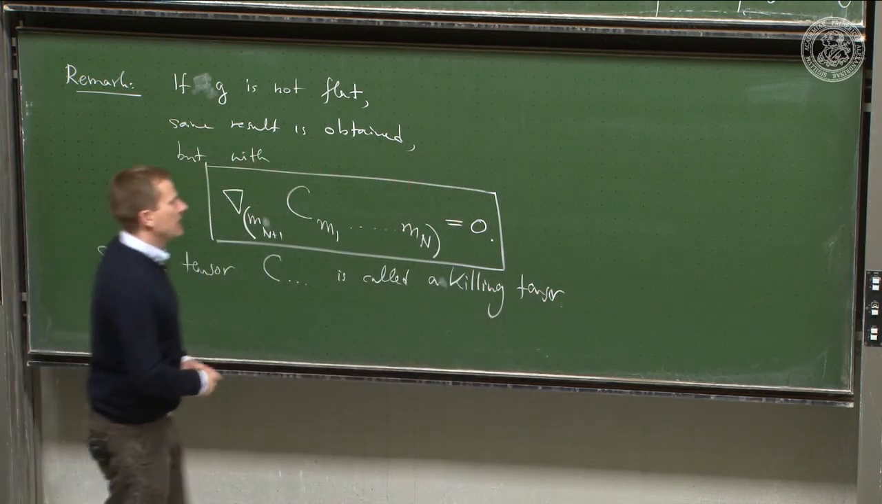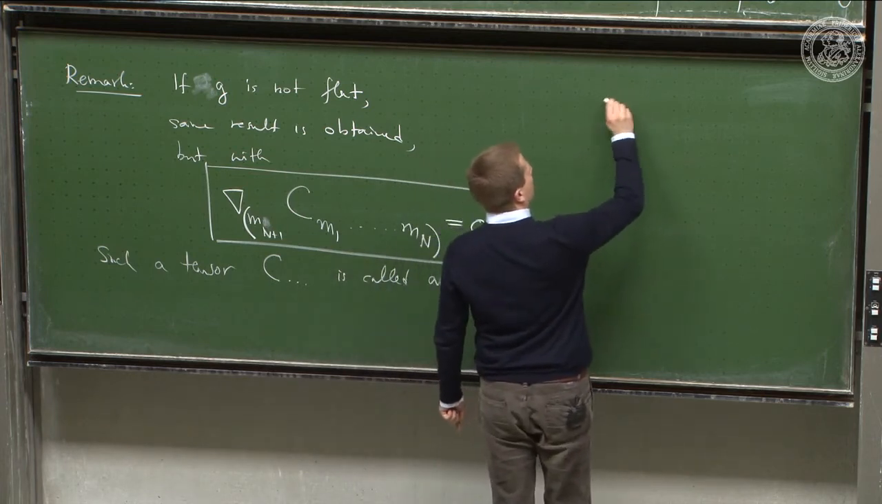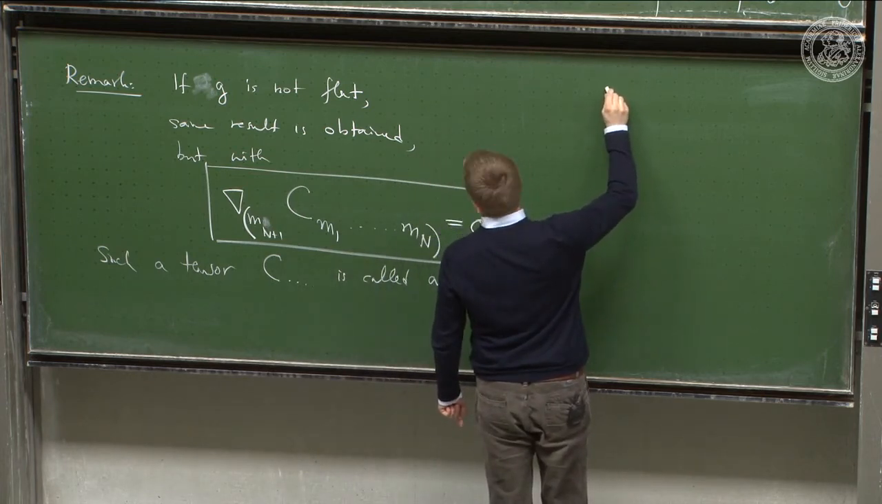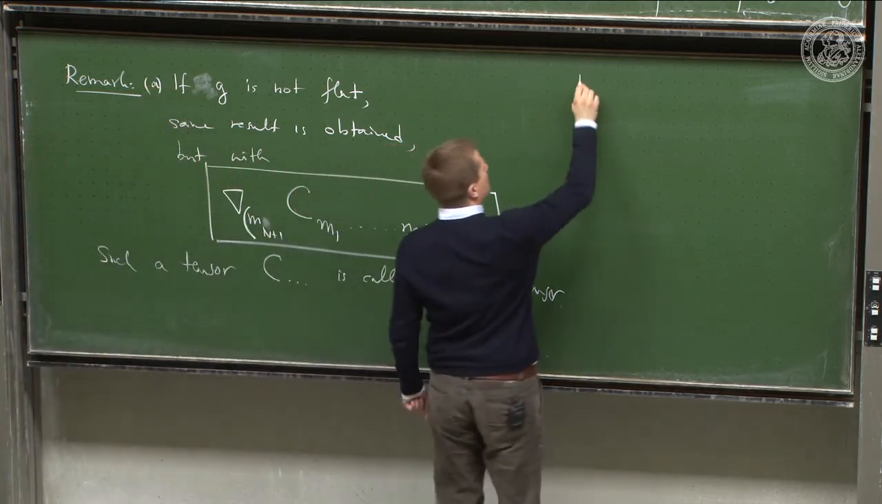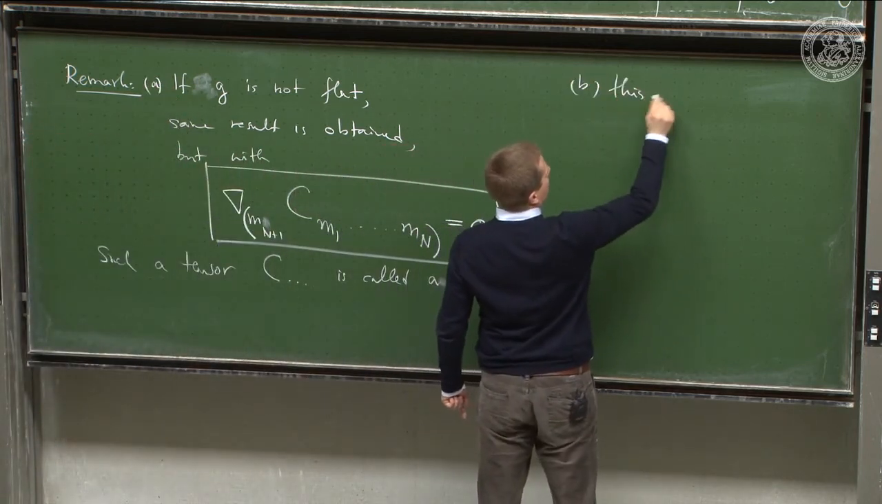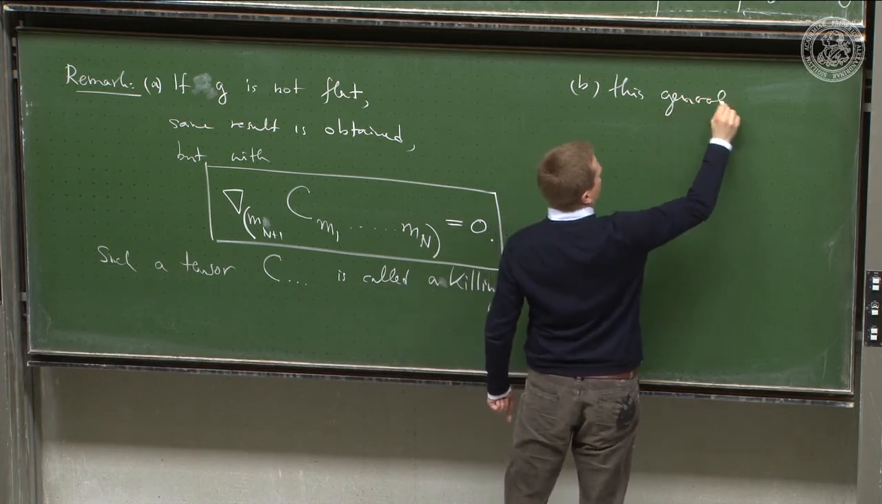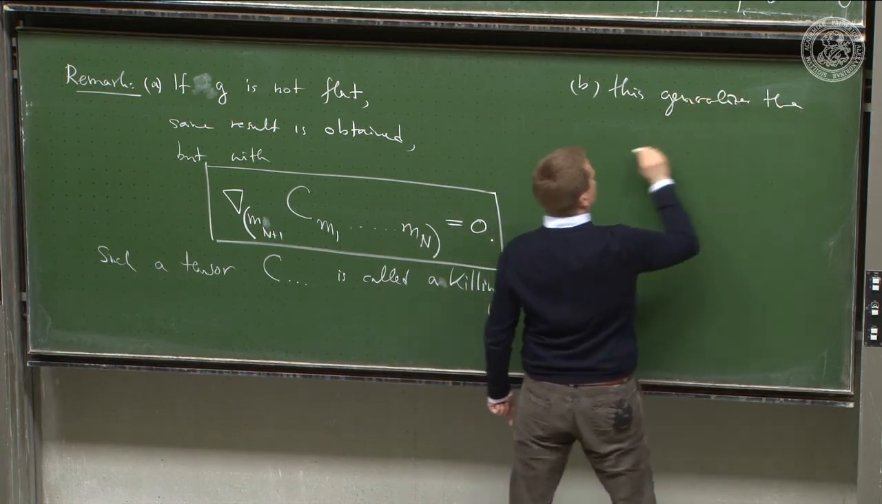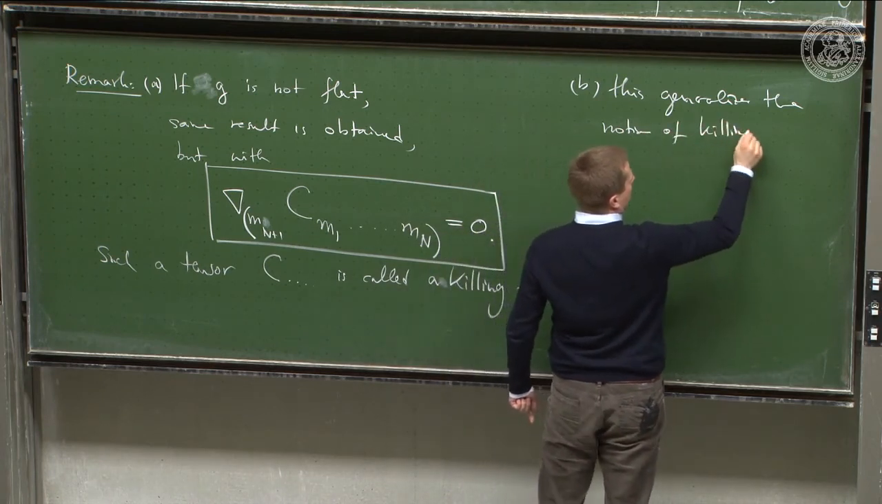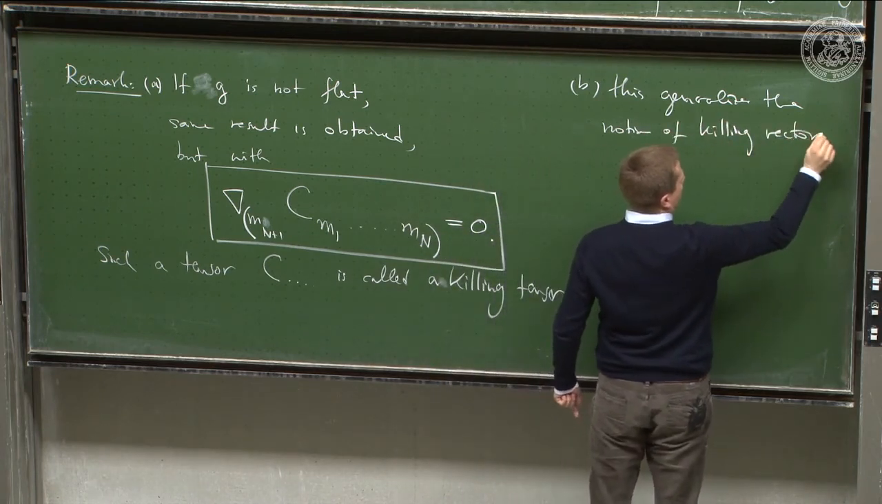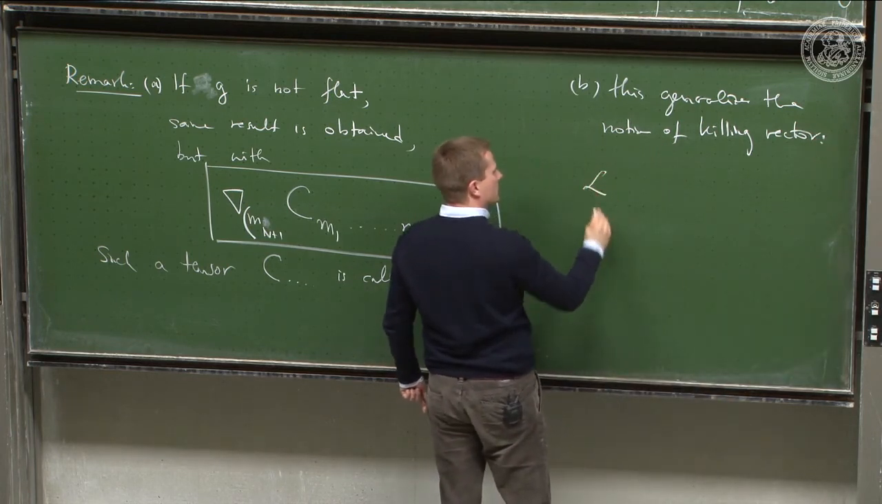And this generalizes, so that's remark A. Remark B is this generalizes the notion of a Killing vector. Well, we already had the notion of a Killing vector.